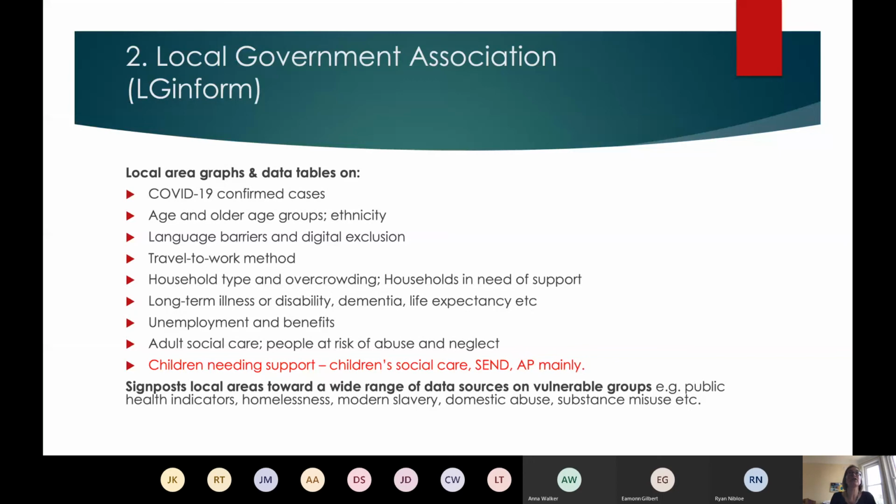The second tool I wanted to mention briefly, LGinform, is generally a really useful data tool, and there is all sorts of useful data they've pulled together on COVID-19. But the only thing I would stress is it covers the full age range and doesn't have so much specifically focused on children and young people, but there are some graphs on children and young people with the usual social care, SEND and things like alternative provision indicators. There's also a lot of useful signposting to other data sources on vulnerable groups like those at risk of modern slavery.